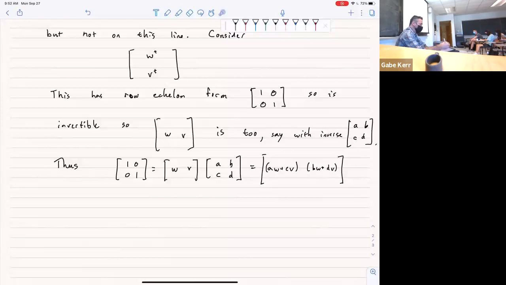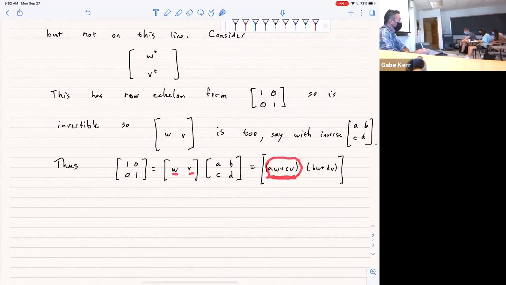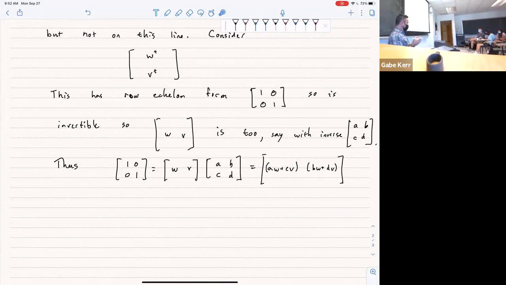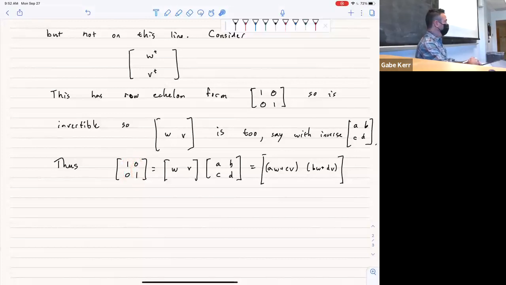In other words, I can form this combination of these columns, these vectors, and get this vector, which will be the first. But now, as I said, a subspace is closed under scalar multiples and addition, right? Those are the two operations. So that means that this vector and this vector are both in W. But this vector is 1, 0. The other vector is 0, 1. This is our standard basis.